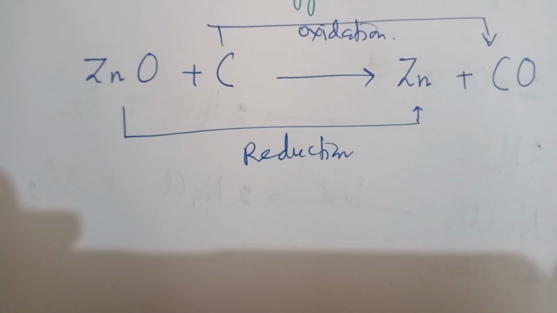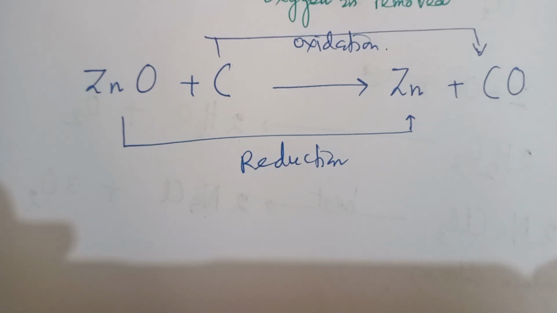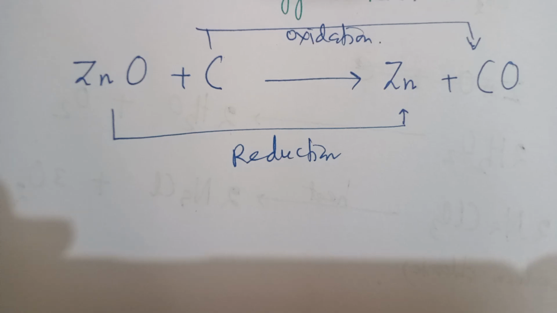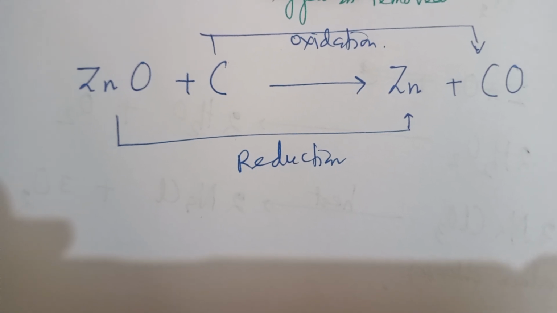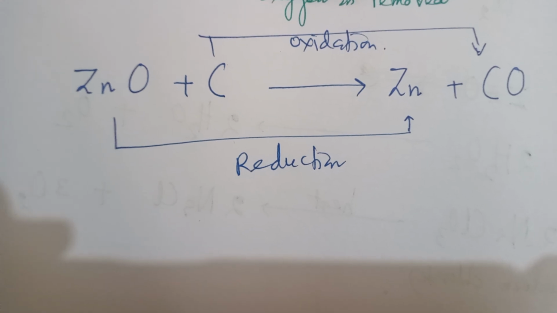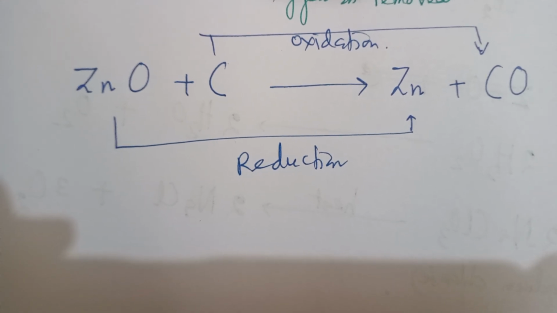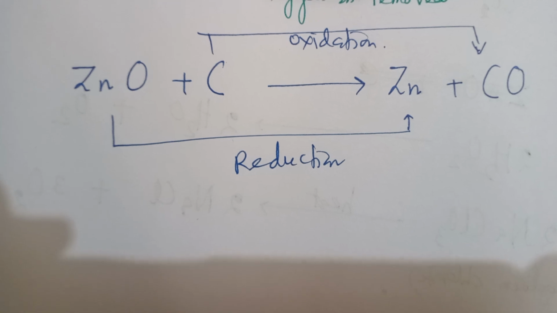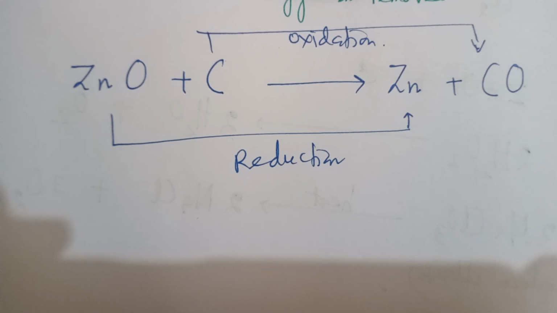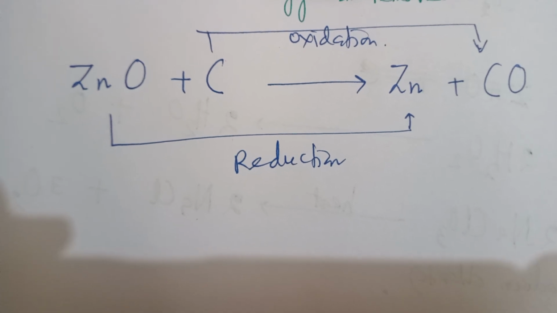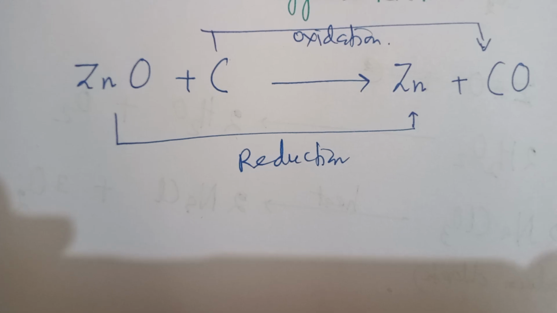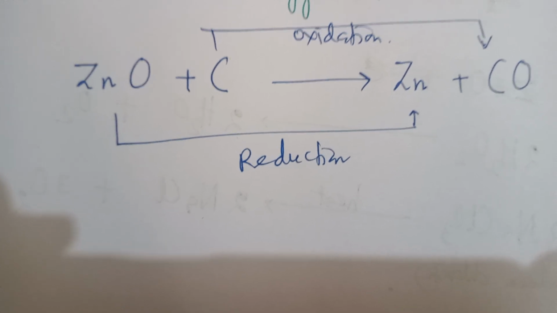You see in another example, zinc oxide reacts with carbon to form zinc and carbon monoxide. Here we can see that oxygen is removed from zinc oxide to give zinc. So this process is called reduction, and that oxygen which is removed again combines with carbon to form carbon monoxide. So this is also an example of redox reaction.